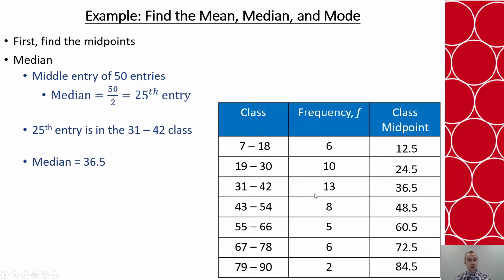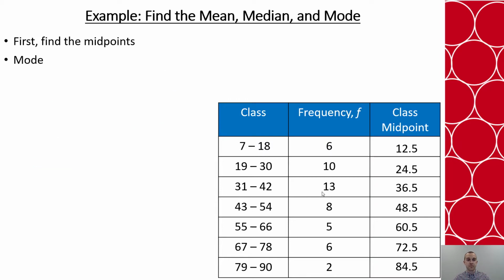I could come from the other direction as well. 2 plus 6 is 8. 8 plus 5 is 13. 13 plus 8 is 21. And then to get to 25, I have to go into my next class, which puts me in the 31 to 42 again. Now to find the mode, I'm just looking for what class has the highest frequency. That would be 13 right here. So that class is 31 to 42. Or I could say the class midpoint, which is 36 and a half.